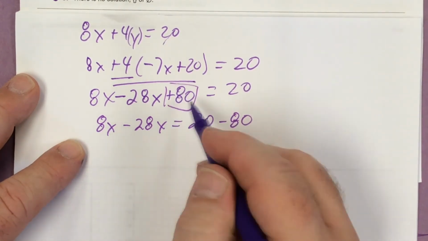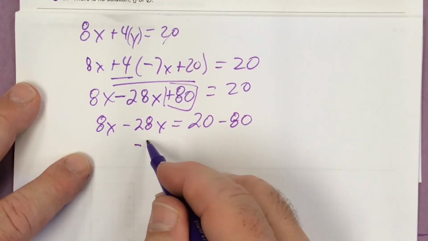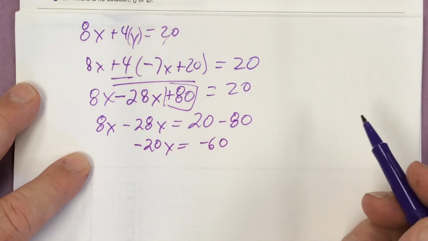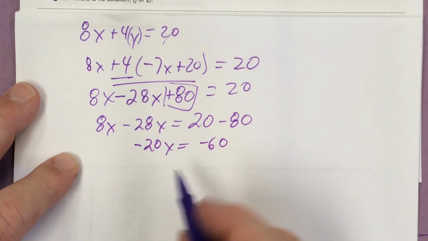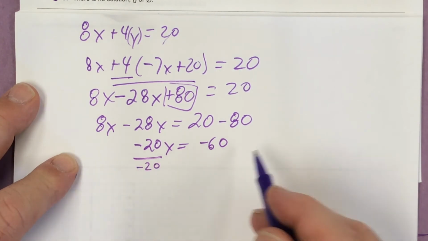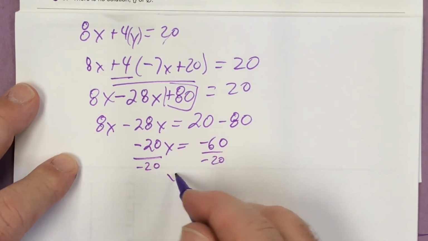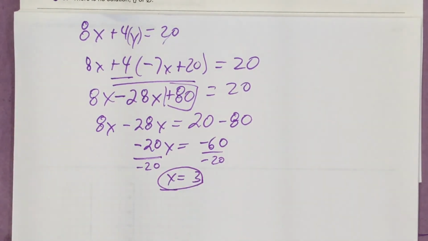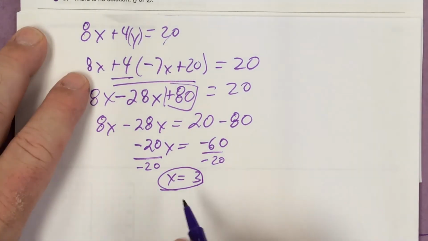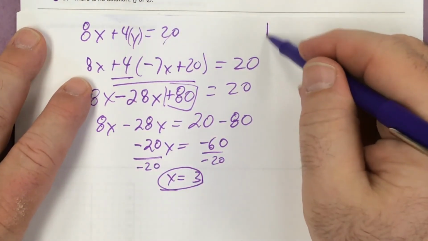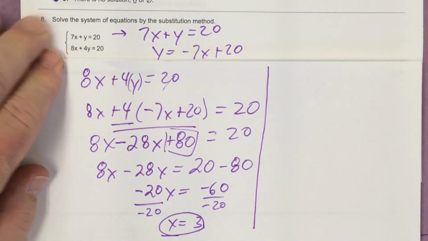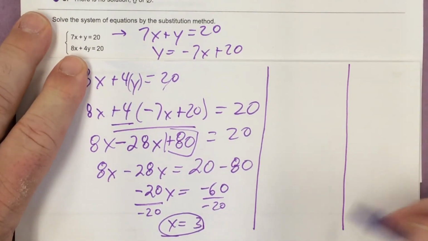I bring this 80 to the other side. So this gives me negative 20x equals negative 60. And if I divide both sides by negative 20, I should get x is equal to positive 3. Once I get the solution of x equal to positive 3, I can sub that value of 3 into both of these equations. Again, I'm going to put them into the original equations, not the ones there, the ones here.